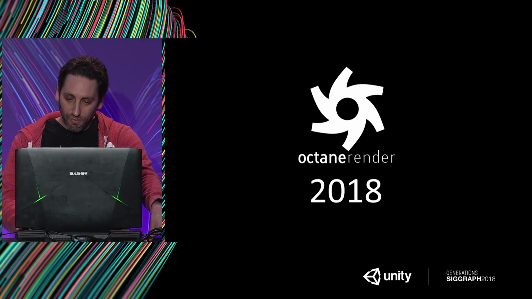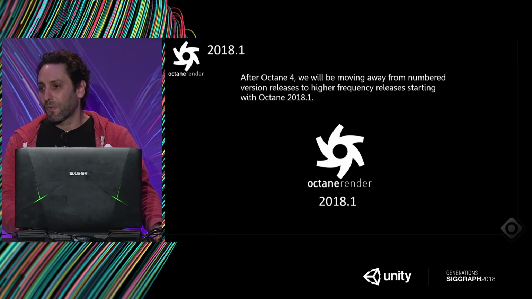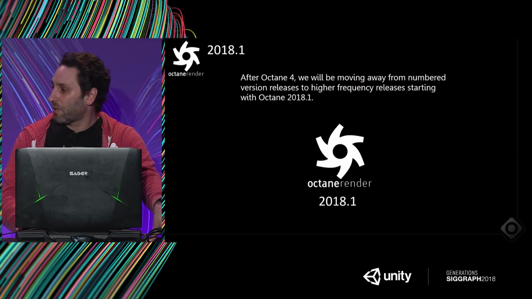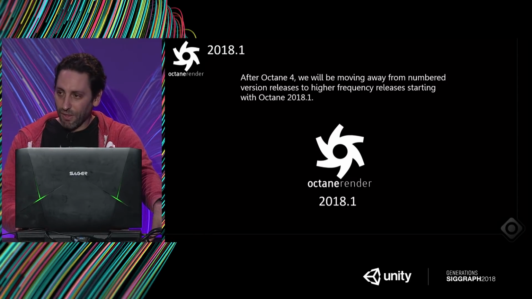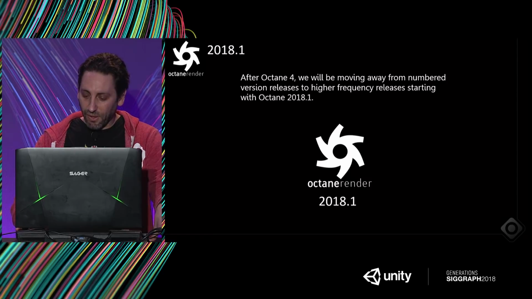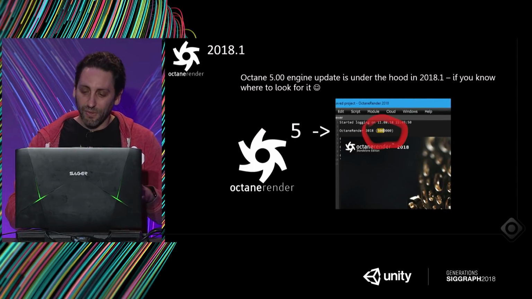So Octane Render 2018 is the next version after Octane 4. We are moving, like Unity, to not having big version number releases after Octane 4, because we think we're going to be putting out major versions every few months, at least twice a year. So in fact, this year we started with Octane 3. We released Octane 4. That's now shipping. And we have a fifth version of the engine in Octane 2018. So under the hood, there is still an Octane 5.